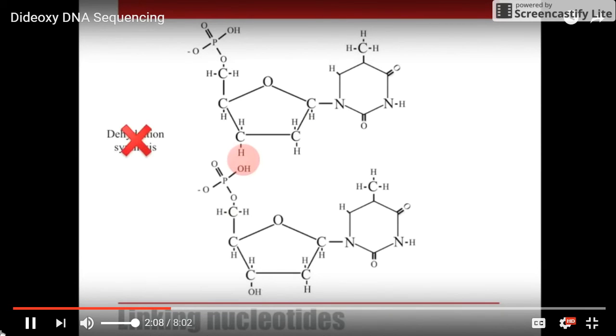This sequence-stopping power of a dideoxynucleotide is at the core of dideoxy sequencing.